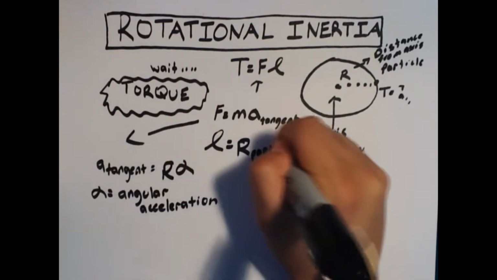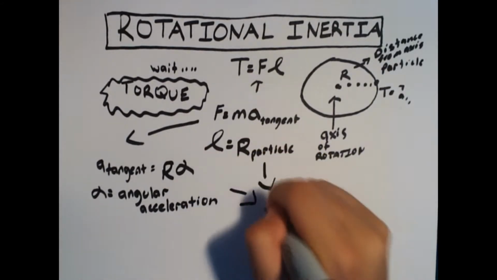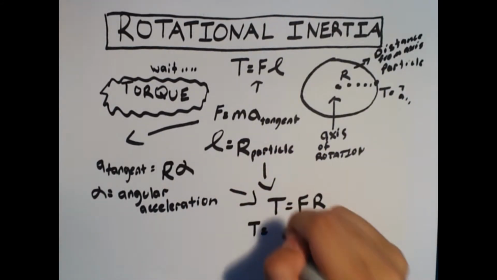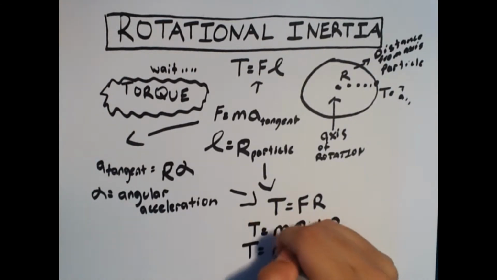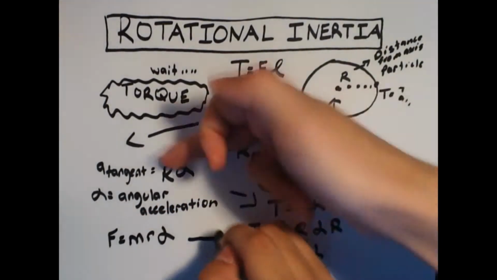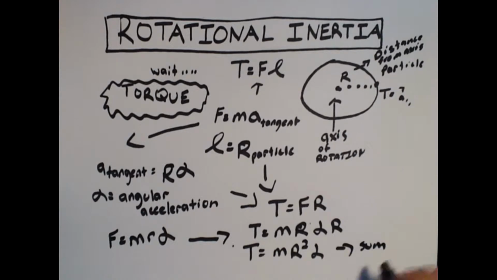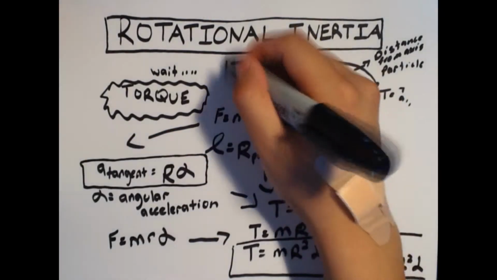If we combine all these new formulas we just learned, we get a new formula for torque. This formula is torque equals force times radius. You can further rewrite this, and you get mass times radius squared times alpha. And finally from this, we can sum up and get the sum of torques equals the sum of mass times radius squared times alpha. These three formulas I'm unboxing right now are really important when it comes to rotational inertia.